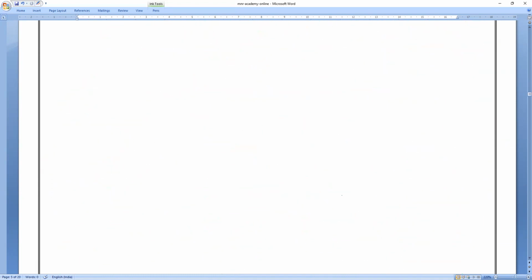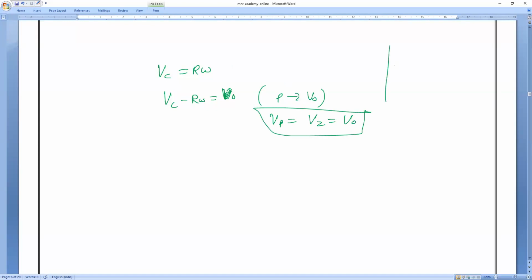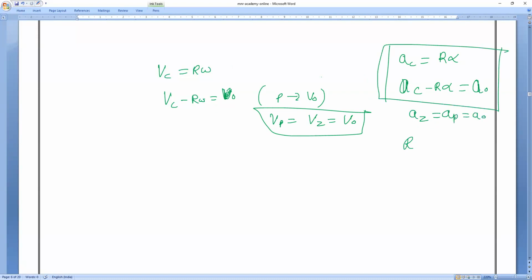So in today's class we covered velocity and this one. Please remember, everybody, VC is equal to R omega, or we can say VC minus R omega is equal to V naught. This is when the platform is having a velocity of V naught. So the velocity of the platform and the velocity of point Z is equal to V naught. In the same way, now acceleration. AC is equal to R alpha. Now AC minus R alpha is equal to A naught. That is point Z with respect to relative motion. AZ and AP are equal to A naught. So these are the things which you have to remember. These are the most important things for today's class.